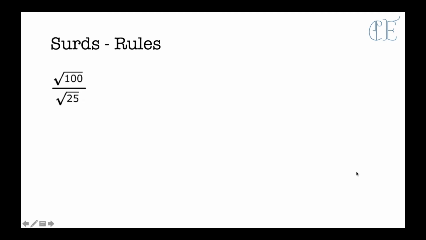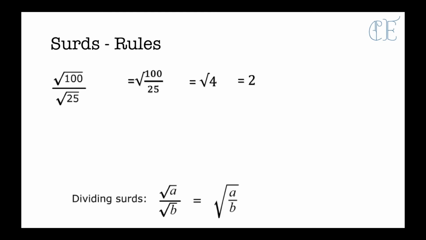If we have surds that were being divided like this, the square root of 100 divided by the square root of 25, we can write it as the square root of 100 over 25. 100 divided by 25 is 4, so it's the square root of 4. The square root of 4 is 2. So when dividing surds, we can say that a square root over another square root is the same as those two numbers divided by each other, under the same square root sign.